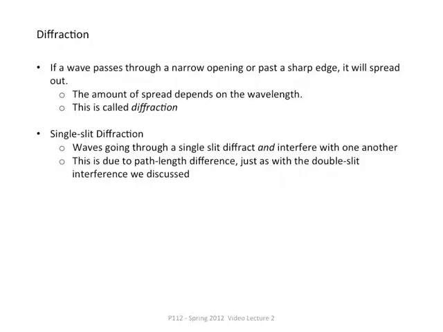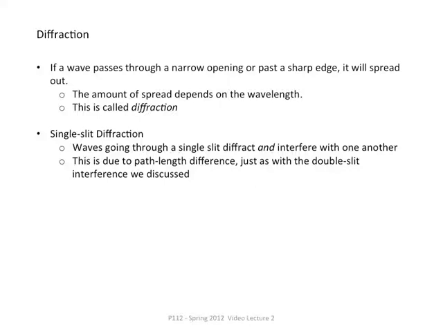Single slit diffraction is, as I mentioned, waves going through a single opening. In that case, the waves actually interfere with one another. We've already talked about the double slit experiment and interference of waves there, and we've talked about thin film interference. Diffraction is a separate concept in that the waves are bent as they go through the narrow opening. But diffraction always also includes interference, so the waves will in fact interfere with one another.